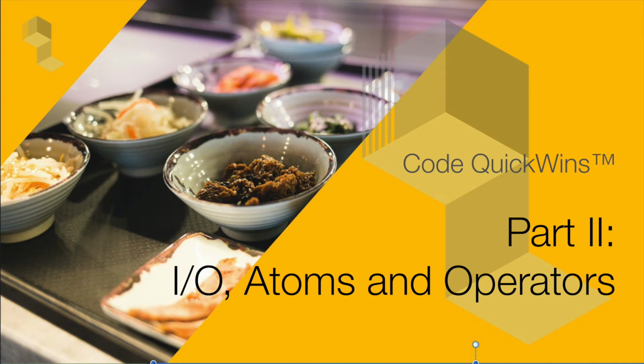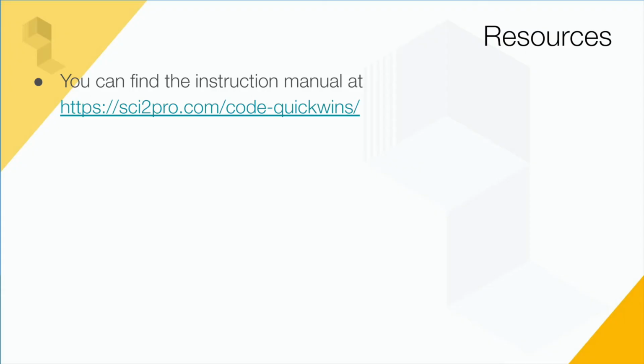Part 2, I/O, atoms, and operators. In this section, we'll cover the most basic Python elements. First, we'll learn how to receive input and send output from our program. Next, we'll look at the basic data structures, most of which are atomic. That is, they should be treated as whole entities. Finally, we'll see how to act on atomic data structures through the use of operators.